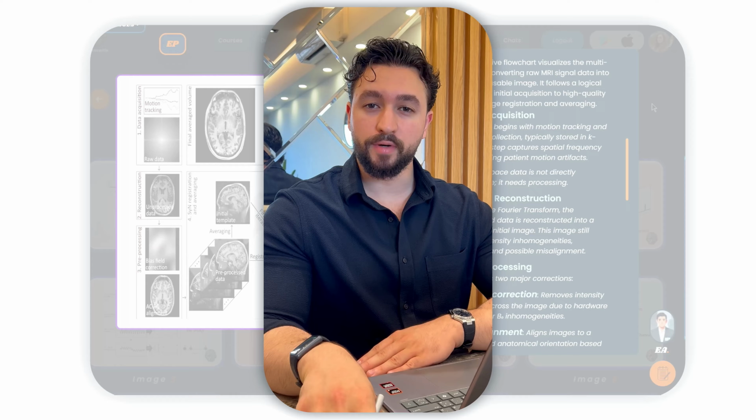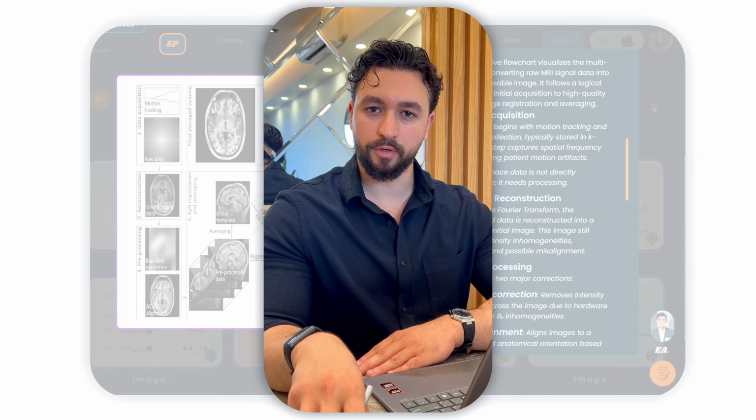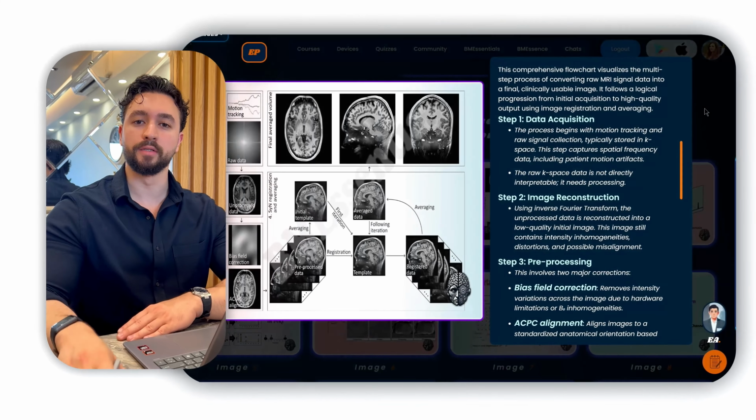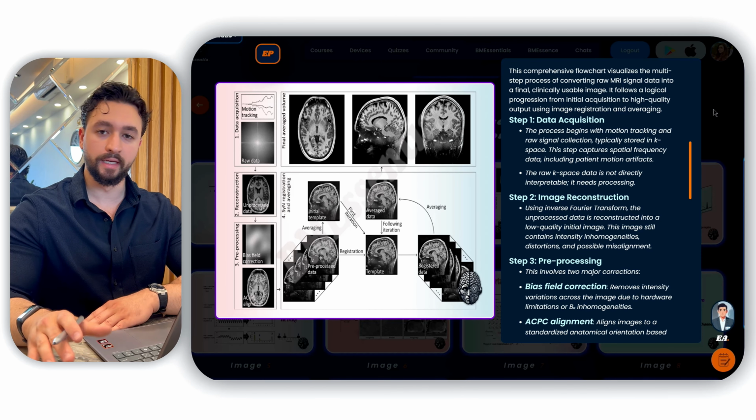So what you're looking at in front of you isn't merely a simple image. It is the interaction between the medical device that we're going to be talking about today and billions upon billions of different protons within the human body, more specifically the brain in this instance, as you can see over here.